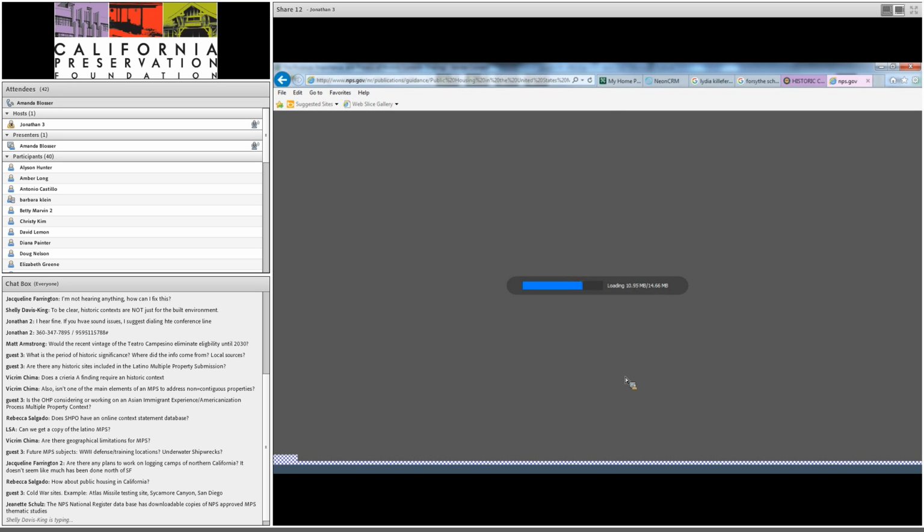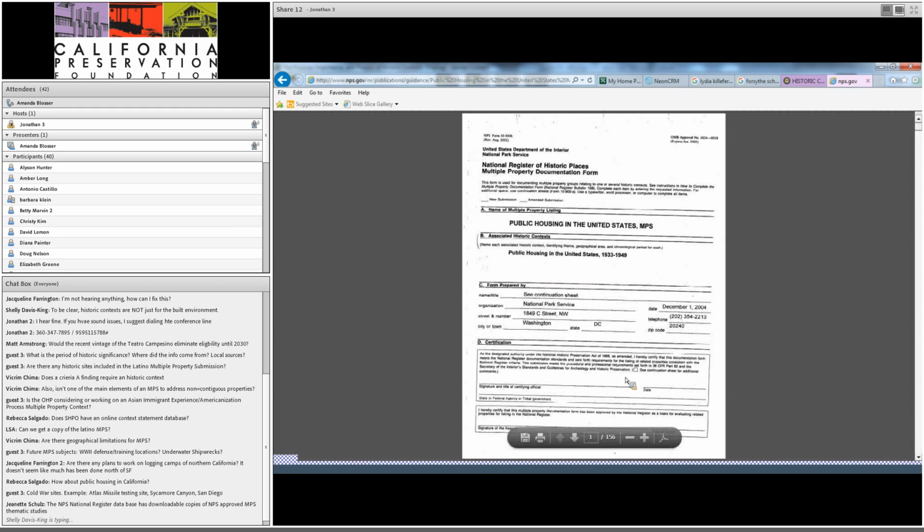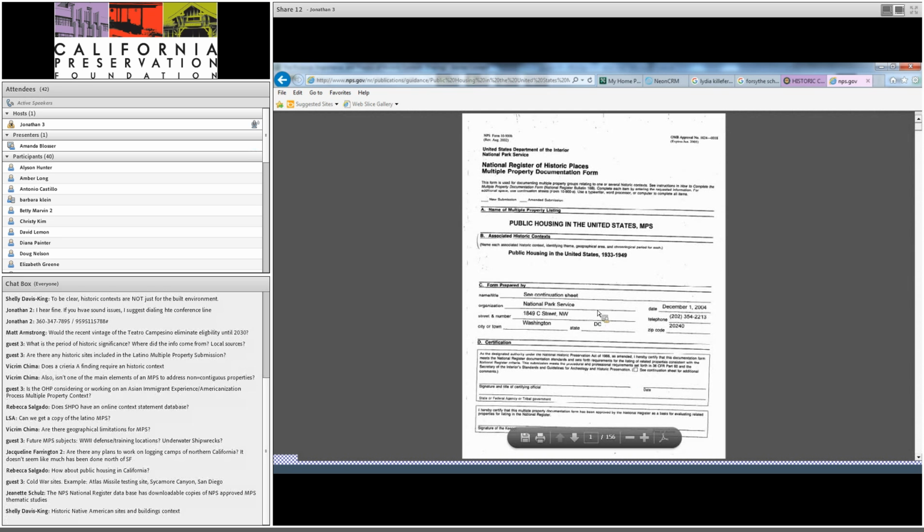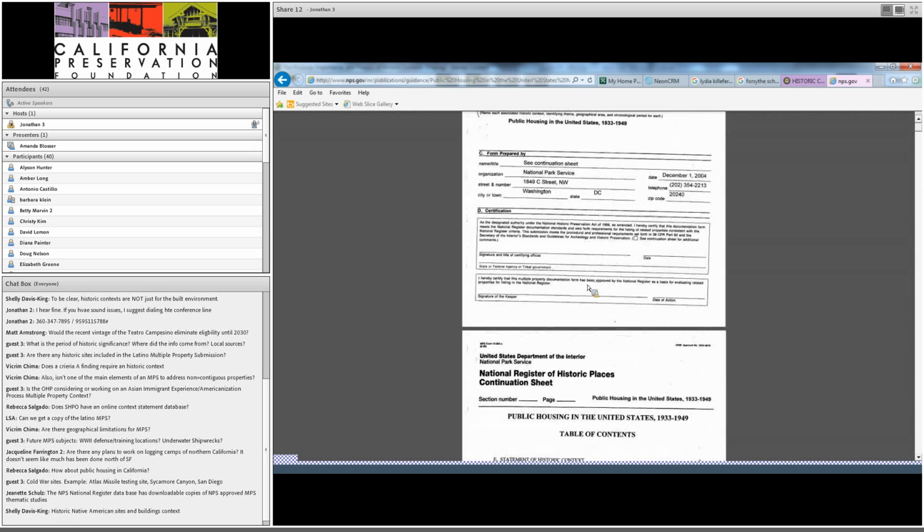And Jeanette has added that the National Register database has copies of the approved multiple property thematic studies. They do. And that's a good resource if you're looking for contexts.